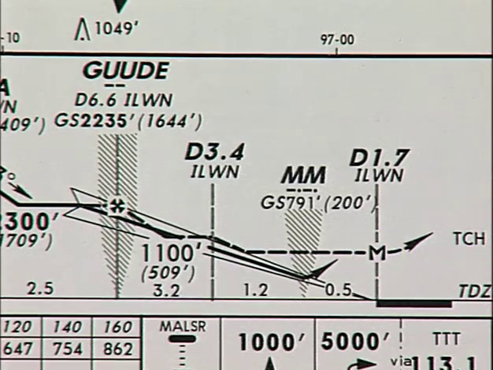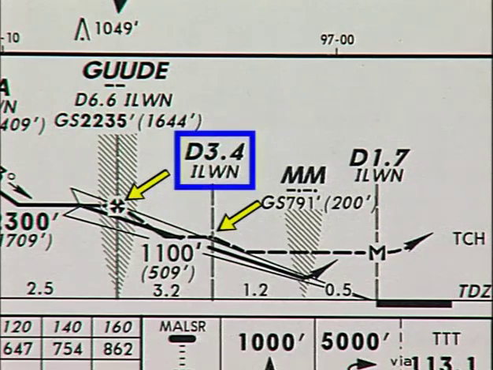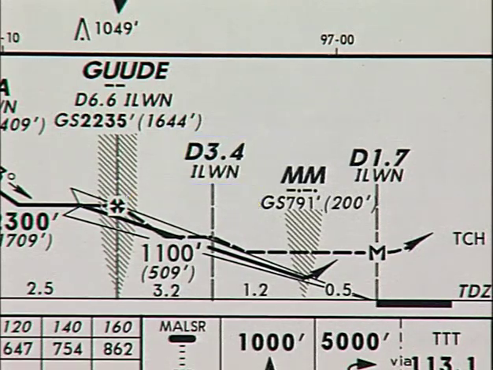Notice that this non-precision localizer-only approach includes various step-down fixes, such as a DME distance fix like D3.4, which are used to help you descend to a lower altitude and avoid obstacles along the approach path. The flight track continues to the point at which it turns sharply upward, ending with an arrowhead. This shows the beginning of the missed approach procedure.